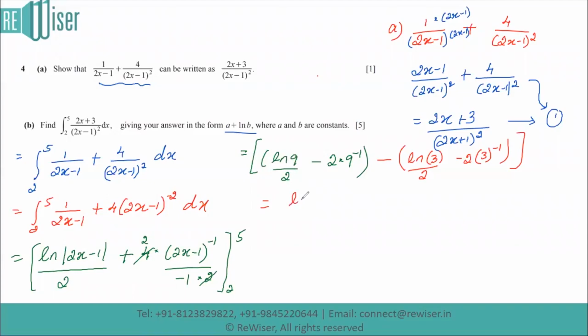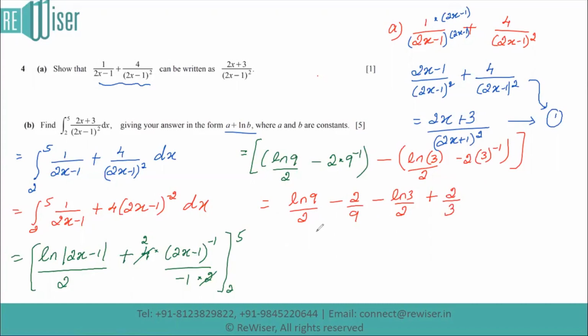ln 9 can also be written as ln of, okay, let's keep it as it is. So ln 9 over 2. And I'm going to group this. Okay, let me write this one as minus 2 over, if I have 9 to the power negative 1, that can be written as 2 over 9 to the power 1, and minus ln 3 over 2. Then I'll be having positive 2 over 3.